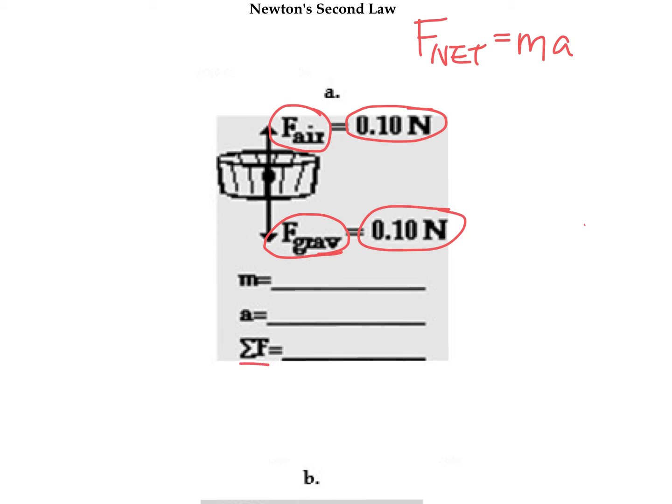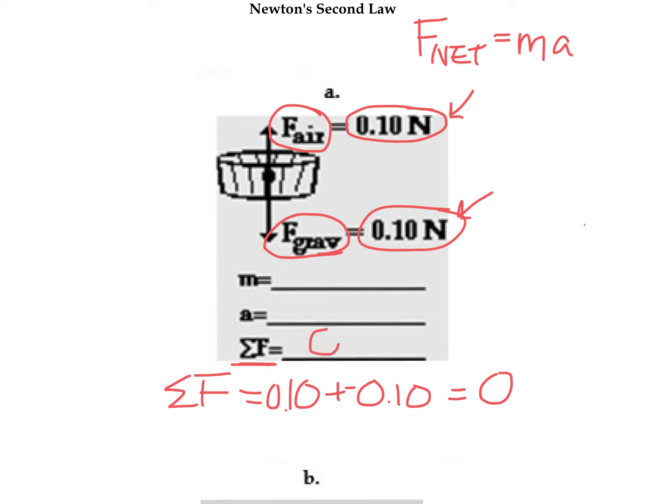So if we look at right here, sigma F, which is the net force, the net force is really going to be equal to a positive 0.1 newtons plus a downward 0.1 newtons, which is negative, right? This one would be negative because it's down. This one would be positive because it's up, which means when you add up positive and negative 0.1, it equals 0. So right away, we know that the net force is 0 newtons. Another thing we can say about this is that if it's 0 newtons net force, then we're in equilibrium.